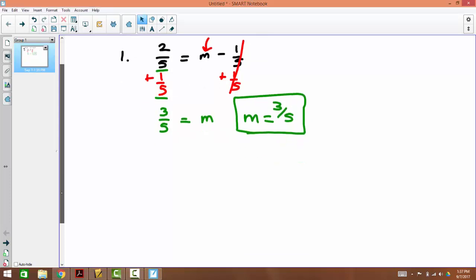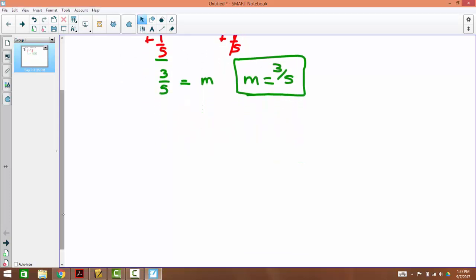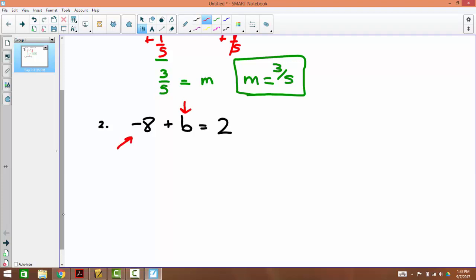Problem number 2. -8 plus b equals 2. So again, our whole goal here is to isolate the letter, the variable, so that we can solve for what it actually is. We're going to undo what this says, which is -8. So to undo, you're going to add 8. Therefore, the solution is that b equals 10.